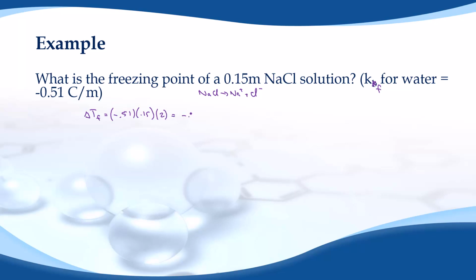Since the freezing point of water is 0, the freezing point of the solution will be 0 minus 0.153, or negative 0.153 degrees Celsius. So that's it for colligative properties. I know it was a lot. We'll be working on a bunch of problems in class, and I will see you then.